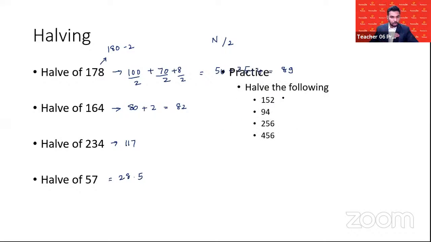Now here are a few problems for your practice. You have to half the following numbers. I'll just do the last one in this group. Remaining you can take home. What about 456? Let's divide this as 460 minus 4. 460, half of that is 230. So 230 minus half of 4 is 2. This is going to be 228.